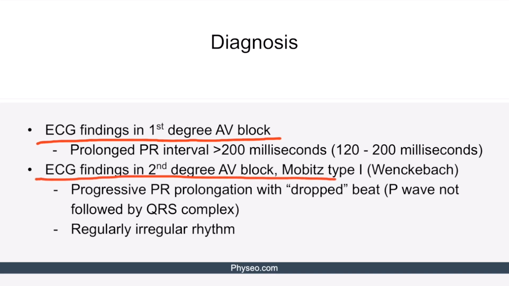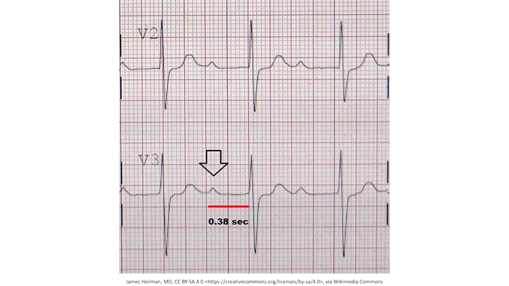Characteristic ECG finding in second-degree AV block, Mobitz type I, is progressive PR prolongation with a dropped beat. Dropped beat is the P wave not followed by QRS complex, and it signifies complete disruption of impulse conduction through the AV node. Hallmark ECG finding of Wenckebach is regularly irregular rhythm. In other words, RR intervals are different, but there is a regular pattern which is repeated over and over again after each dropped beat.